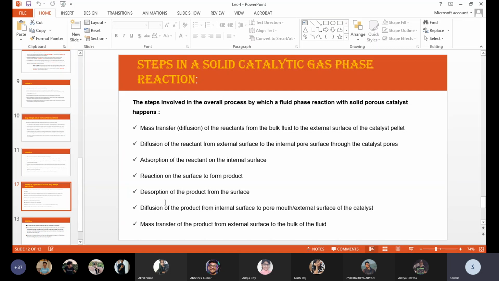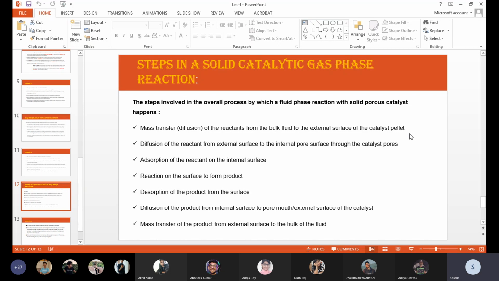So these are the steps which I am telling you. These are the steps involved in the overall process by which a fluid phase, here I have generalized, I haven't said the gas phase, we are saying it as a fluid phase, because sometimes a liquid phase reaction also happens with a solid porous catalyst. First one is mass transfer or diffusion of the reactants from the bulk fluid to the external surface of the catalyst pellet.